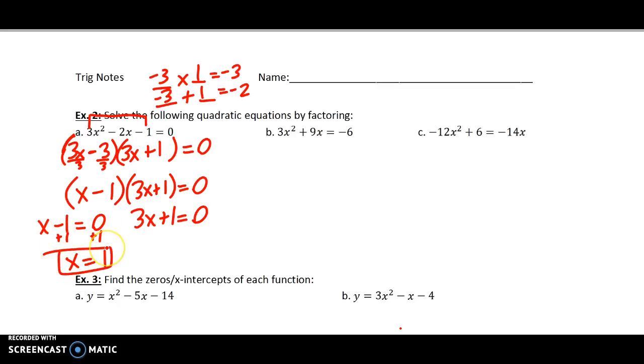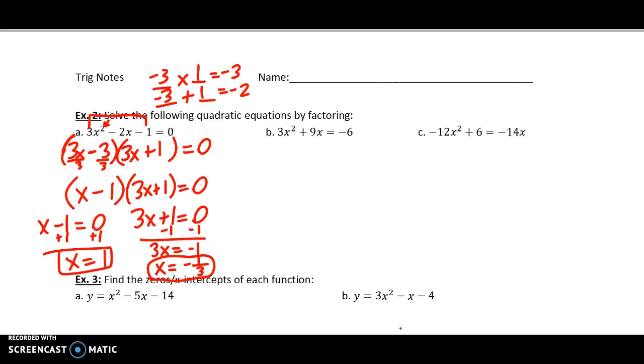That's one answer. And on this one, you're going to subtract 1 and divide by 3. So you end up with x equals negative 1/3 for your other answer. Since this is an x squared problem, you should end up with two answers. The only time this won't happen is you could end up with two of the same answer, but that's still two answers, right? Just they happen to be the same.